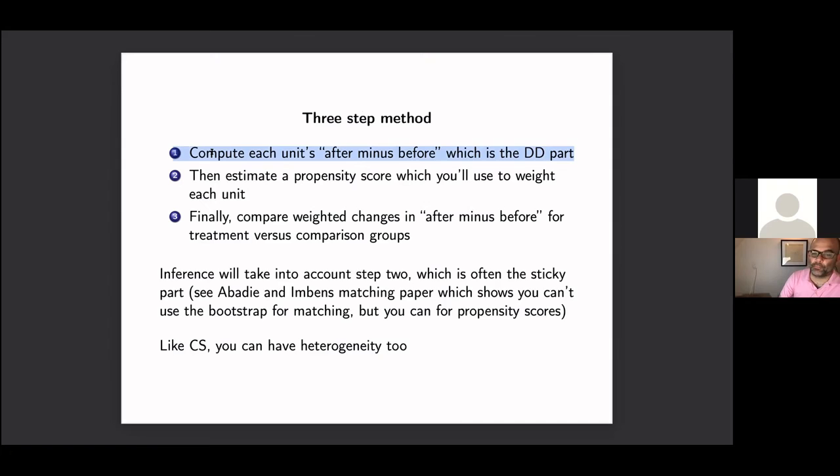So then you're going to compute that before and after. You're going to estimate a propensity score. You're going to weight the before and after using the propensity score. Inference will take into account step 2. And what's nice is you can have heterogeneous treatment effects and it not be a problem.